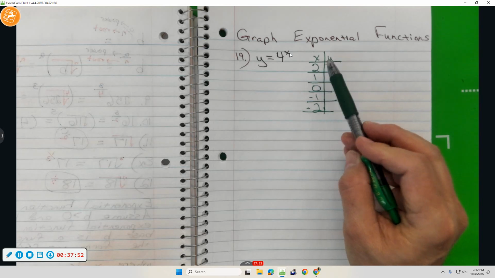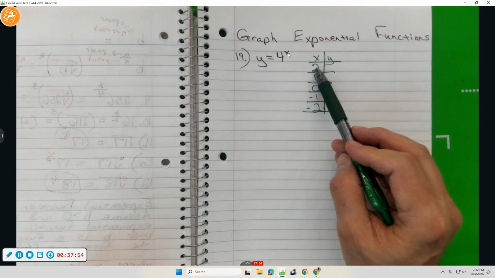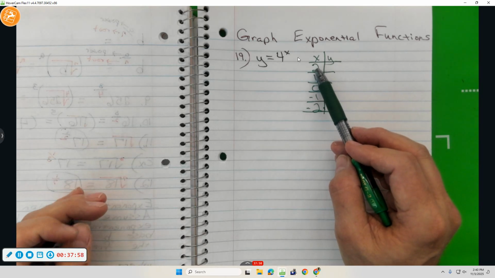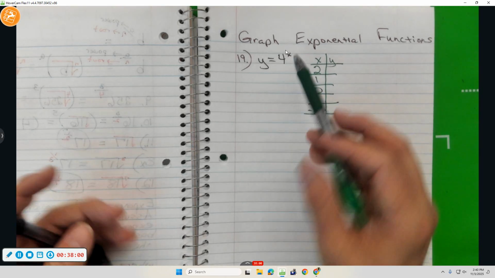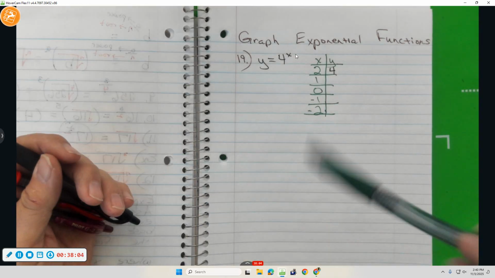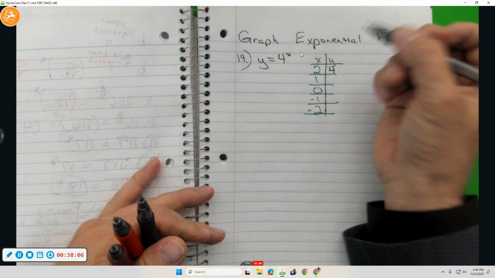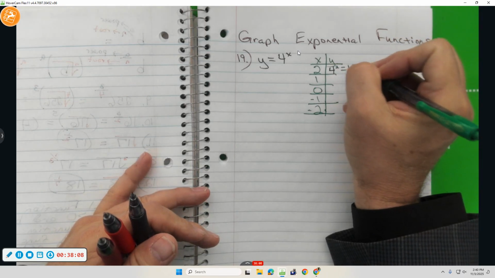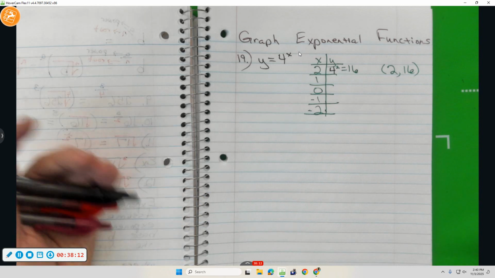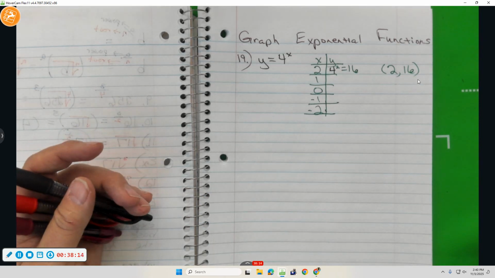I don't think plugging in the 2 is difficult. You have a 4 squared. Don't say 8. 4 squared is equal to 16. So we have the ordered pair 2, 16. We're just generating ordered pairs.